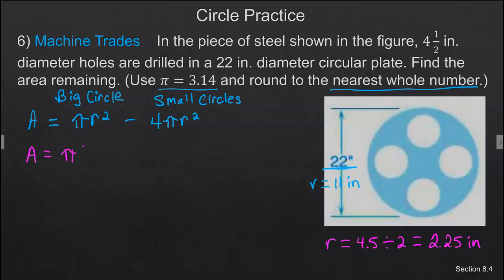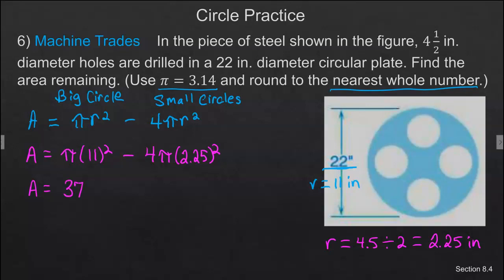So pi times the 11 squared for the big circle, 4 times pi, because there's 4 cutout circles, 4 times pi times 2.25 squared, and then calculate. So you always can just pause at the beginning of each problem and see if you can work them out, set them up, find your formulas and everything, so you're trying this out on your own.